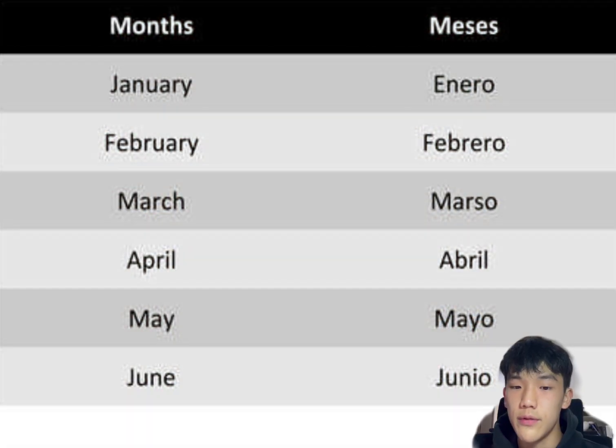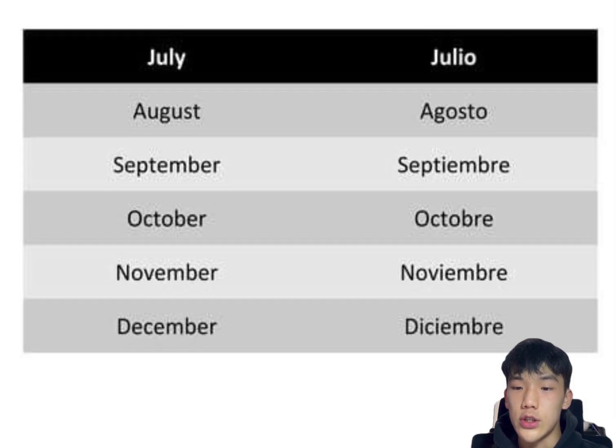January, enero, February, febrero, March, marzo, April, abril, May, mayo, June, junio, July, julio, and that's the difference, one's an N, one's an L, julio, August, agosto, September, septiembre, October, octubre, November, noviembre, and December, diciembre.